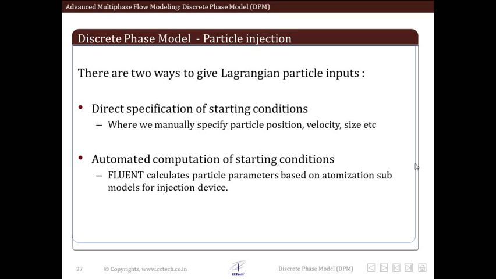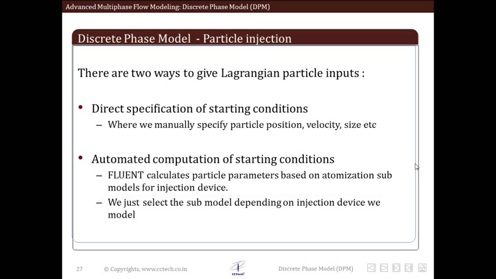Fluent calculates particle parameters based on automation submodels for standard injection devices. For general industrial purposes, various automation techniques are used in standard injection devices that are used in various chemical and mechanical industries. In order to replicate the physics of such injection devices, automation submodels are developed, and we can use those automation submodels in order to automatically define the injection device physics.